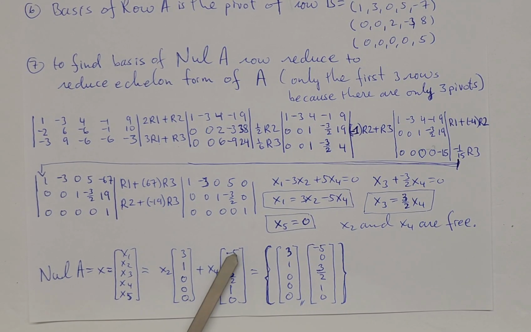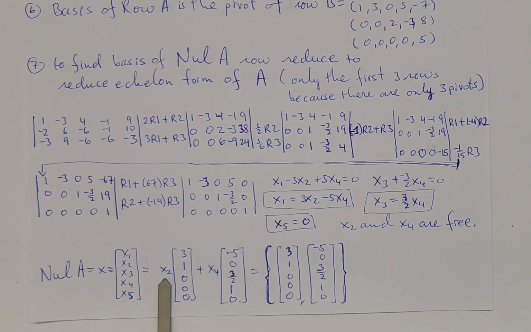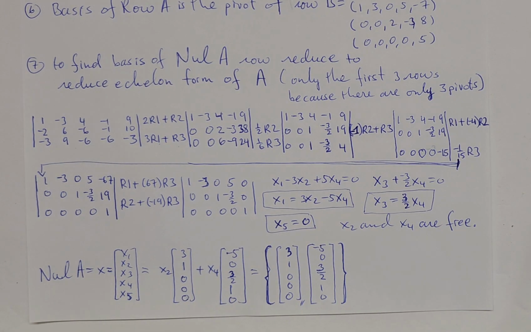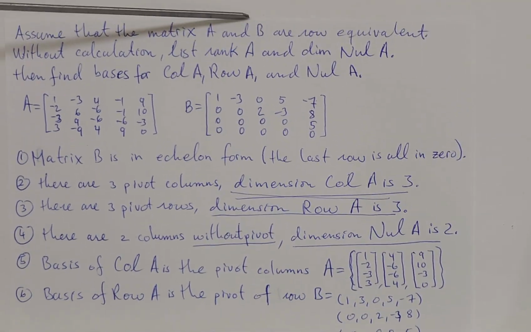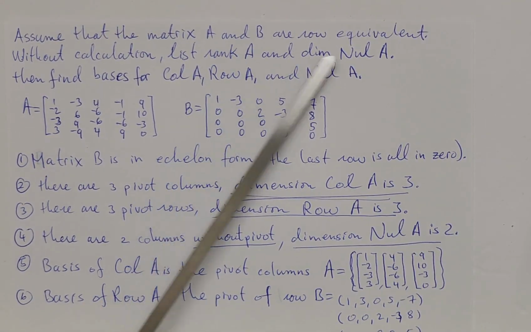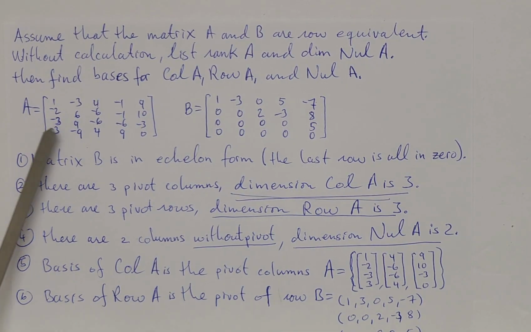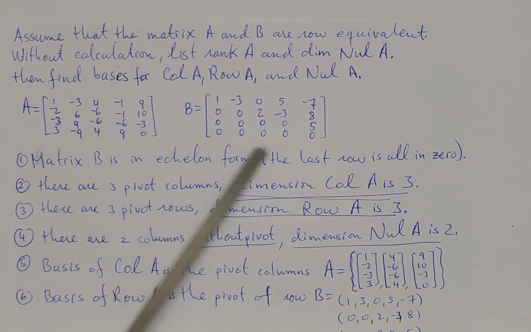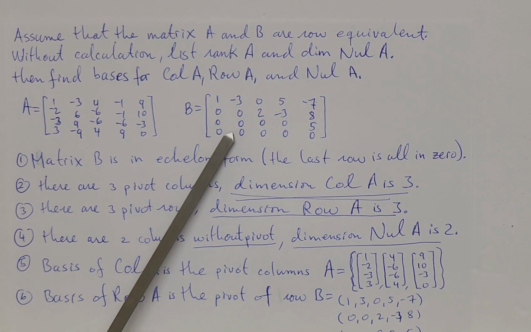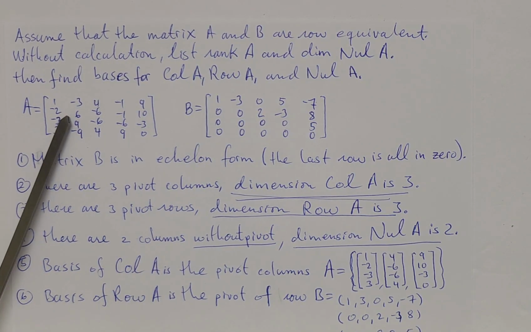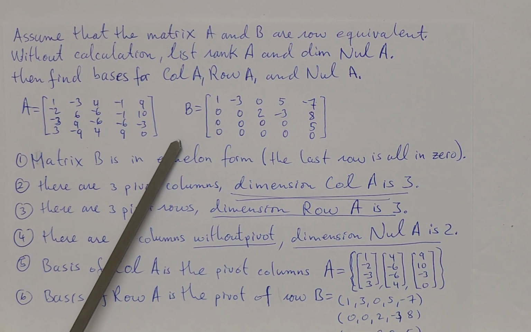So these two vectors are the basis of null A. Okay, so just be careful of listing out each term based on its variable. Okay, so be very careful of that. Again, when it says A and B are equivalent, that means matrix A is the original. B is the solution or the answer from A after row operation. Okay.